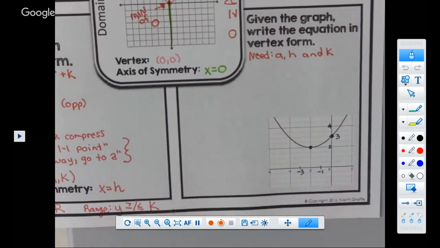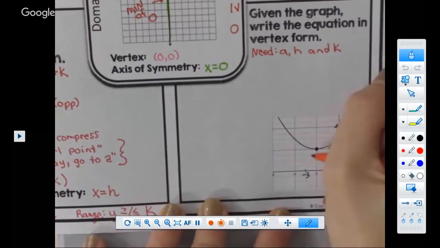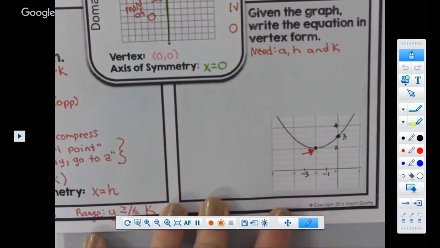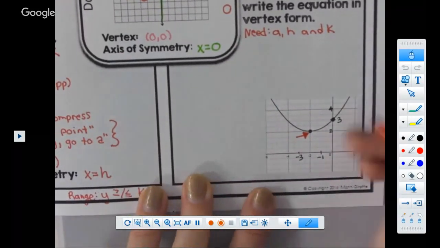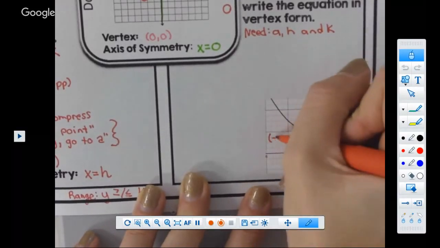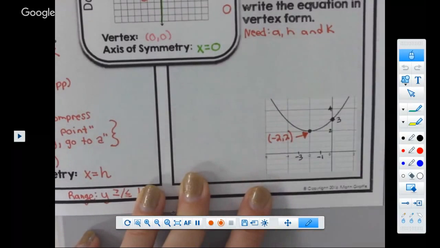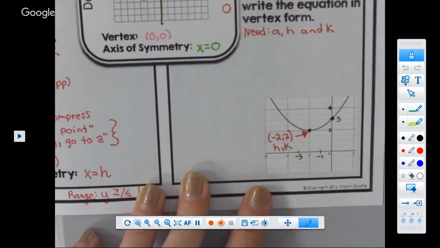They either give you a picture or they give you the points. Two of those things, what 2 things can we find really simply? Given this picture, what can we find first? The vertex. I want you to draw an arrow to the vertex and write what that point is. What does it look like? -2, 2. I'm going to write that this is my h and my k.